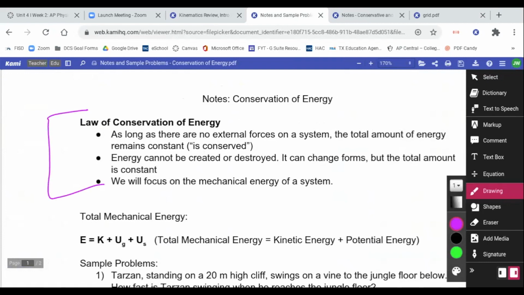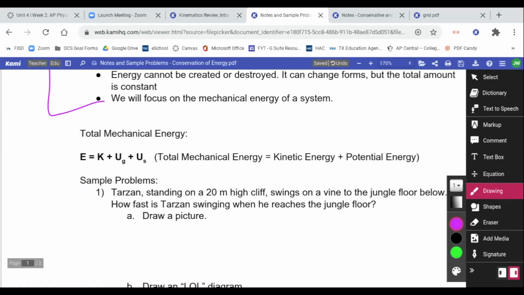As long as there's no external forces on a system, the total amount of energy remains constant. Constant means it's conserved. Energy cannot be created or destroyed. It can change forms, so the total amount is constant. The total amount in the world is constant. The total amount in your system, we may see some fluctuations on, but the world is constant. And we're going to focus on mechanical energy of the system. Mechanical energy being kinetic, gravitational potential, and spring potential.